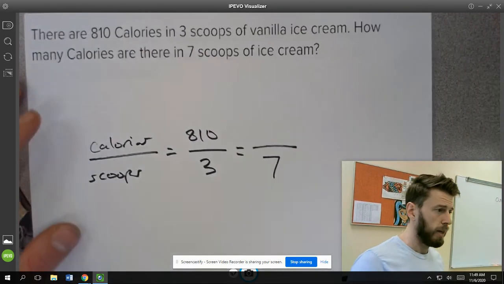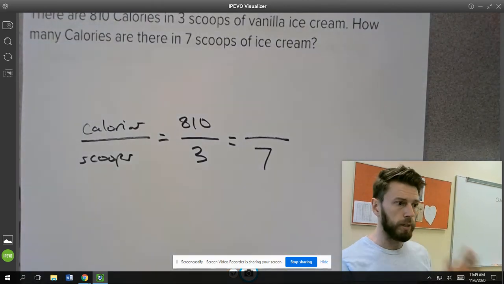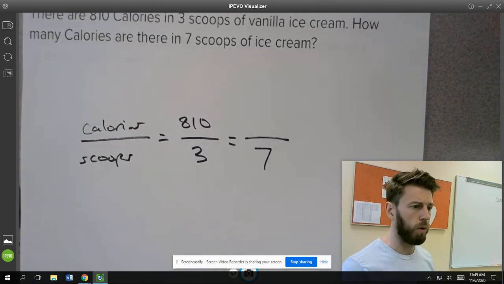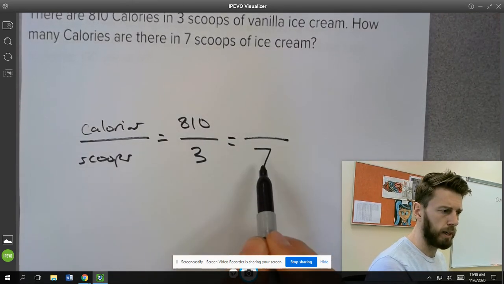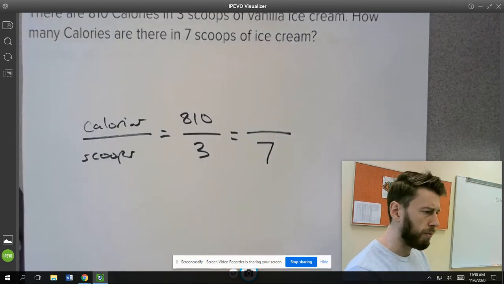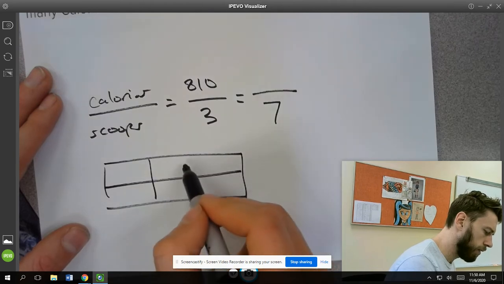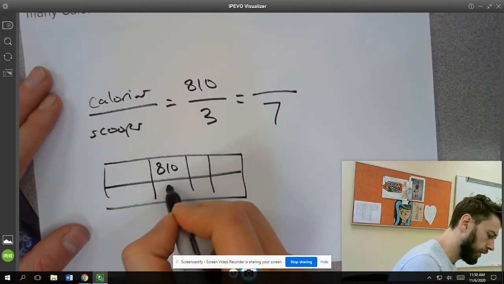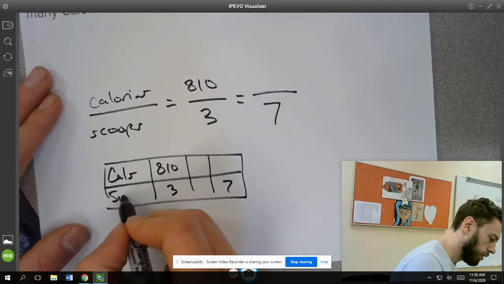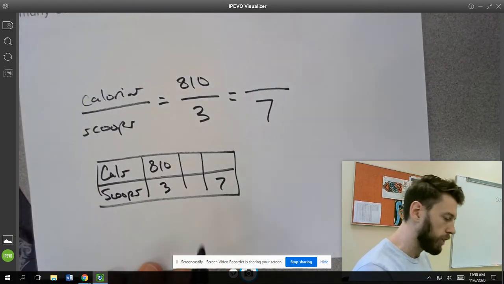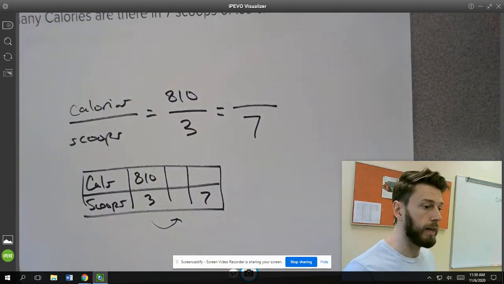Now what we have to do is we need to take 3 and get it to 7. But we did this in ratio tables, and what we found out was that you can't get from 3 to 7, right? 3 times nothing will give you 7. So what we found out in ratio tables was that we could actually set up a table here, and take a second step to figure out maybe what way we could get to 7.